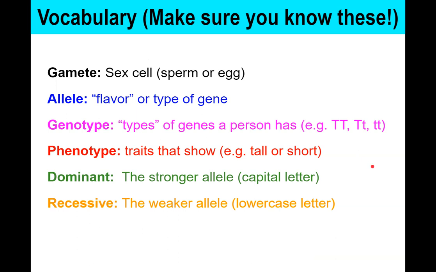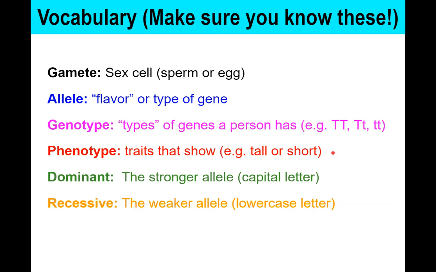Okay, another quick review, just so you make sure you know these, because you will need to know this kind of stuff to do the Punnett squares. Okay. Gamete, we haven't really talked about. That may come up, but that's a sex cell. So it's a sperm or egg. That's how you get the genes to the baby. Okay. Allele, remember, is a flavor or a type of a gene. The genotype are the types of genes, the types of alleles, really, a person has. So, like big T, big T, big T, little t, little t, little t, like that.